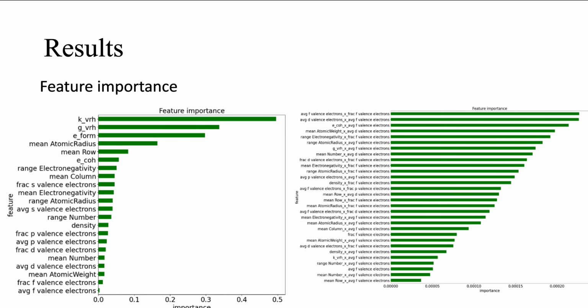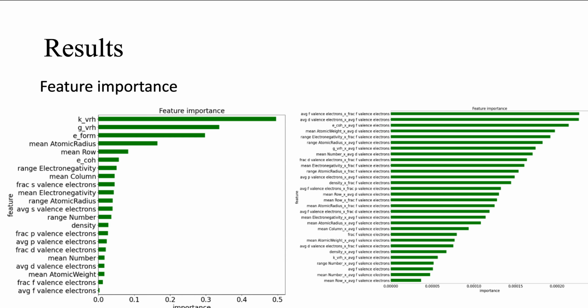Using the feature importance metric, I found the most important features for melting temperature prediction, and these graphs are for the model trained on all compounds. So when training with only material properties, we can see in the graph on the left that the top 5 features are the bulk and shear moduli, formation energy, mean atomic radius, and mean rho.